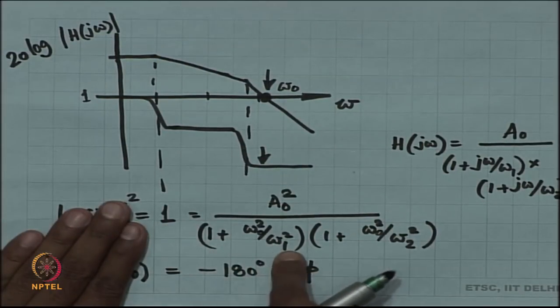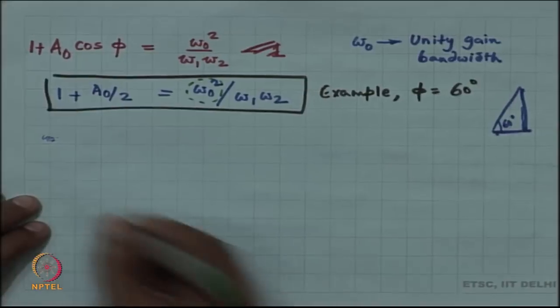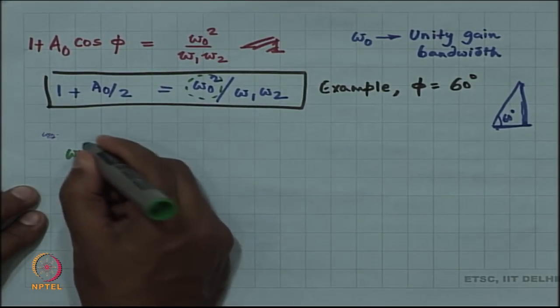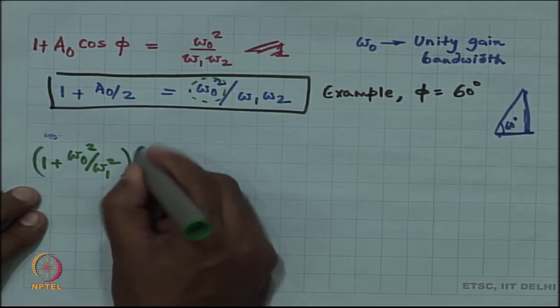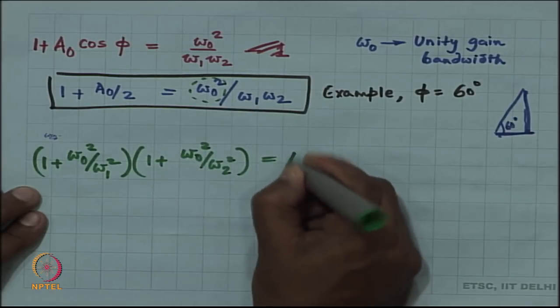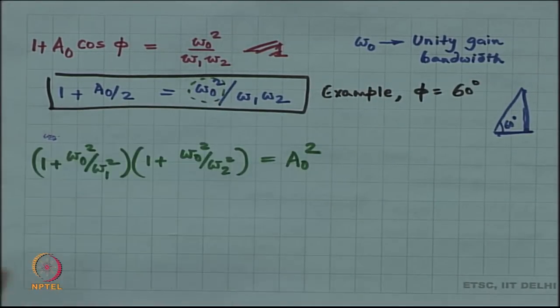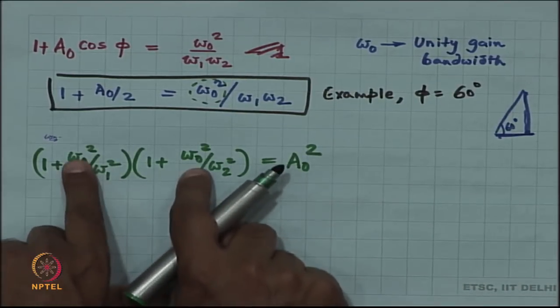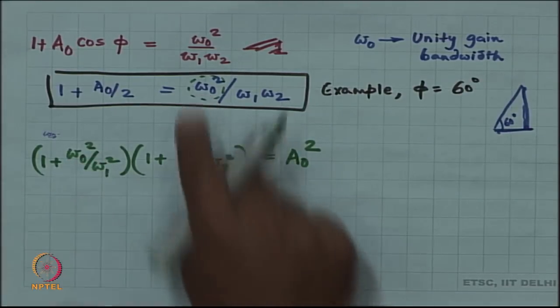1 plus omega naught squared by omega 1 squared times 1 plus omega naught squared by omega 2 squared is equal to a naught squared. So, that actually gives you the value of omega naught squared. And that we actually have to plug in over here, this value of omega naught squared. So, right now one possibility is that we solve for omega naught squared and plug it in over there.